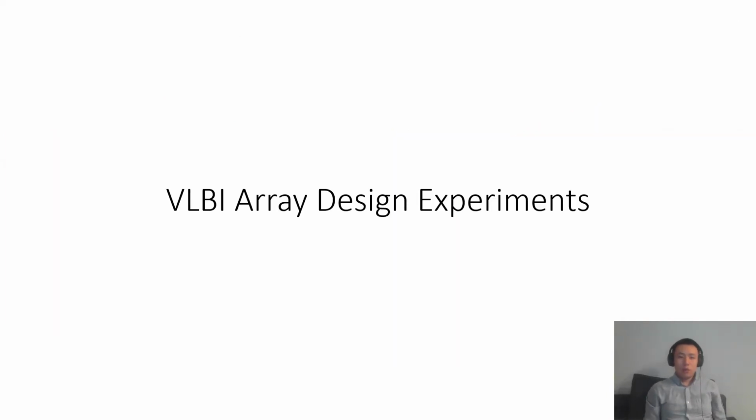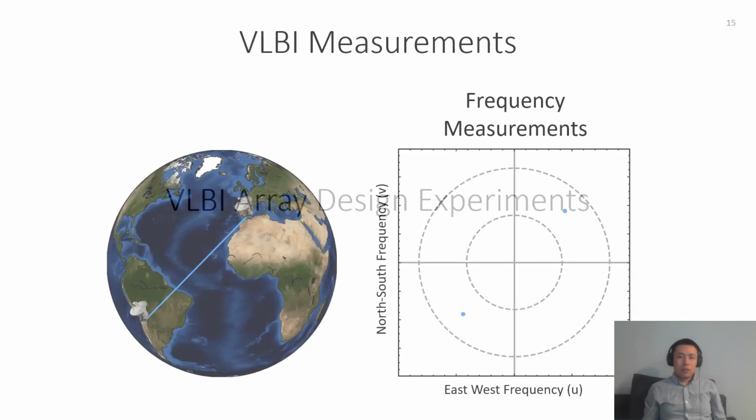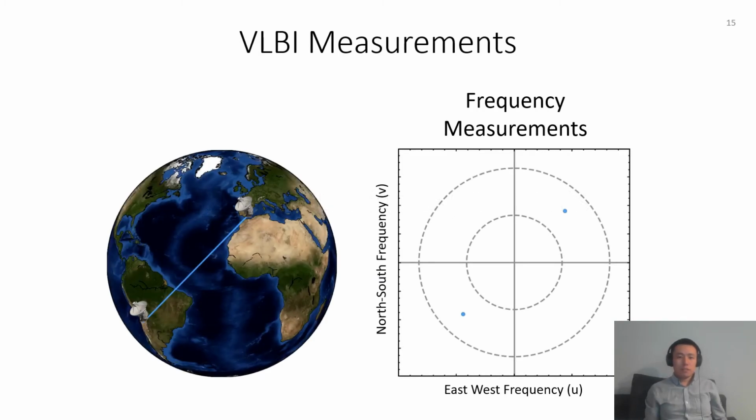I will now show you a few examples of what we learned when we used this approach to design the telescope array for VLBI. Before we dive deep into the sensor selection results, let me first briefly introduce the physics meaning of the VLBI measurements. In VLBI, data from 2 telescopes produces a measurement.